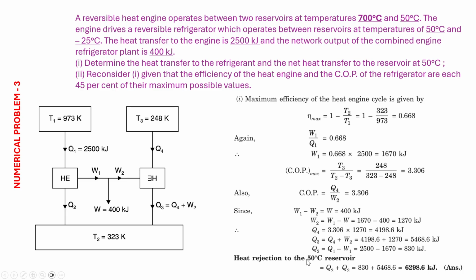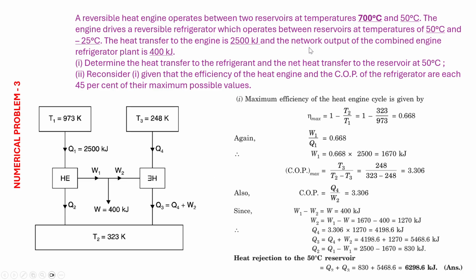Now, the heat rejection to the 50 degrees Celsius reservoir is Q2 plus Q3 put together. This is heat rejected to the reservoir from the heat engine side, and this is heat rejected by the refrigerator towards the reservoir from the refrigerator end, right? So we are summing Q2 plus Q3 as 830 plus 5468.6, which yields the combined value of 6298.6.